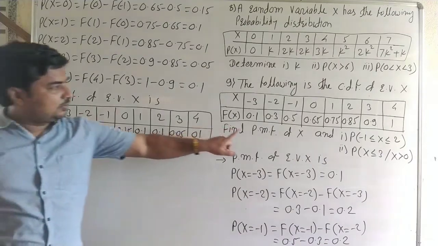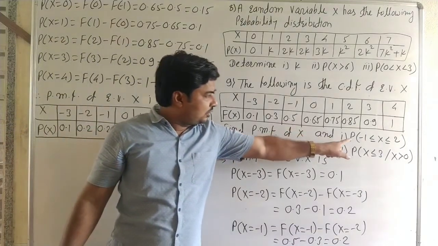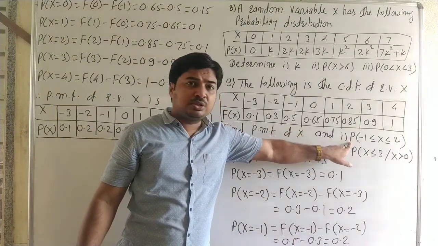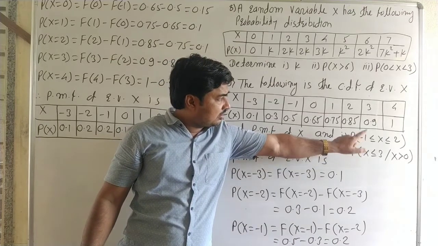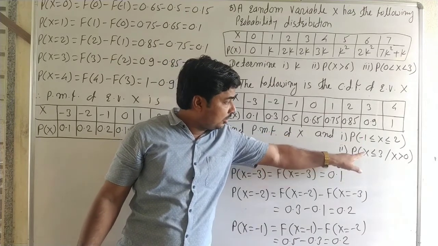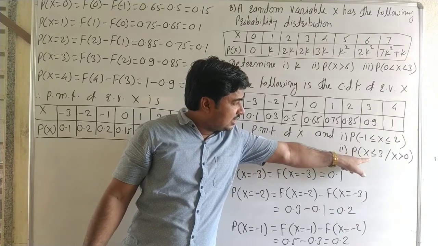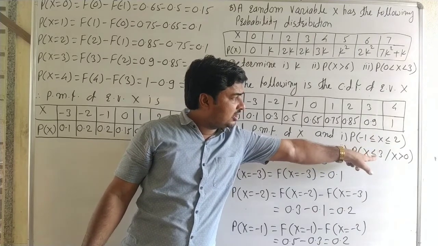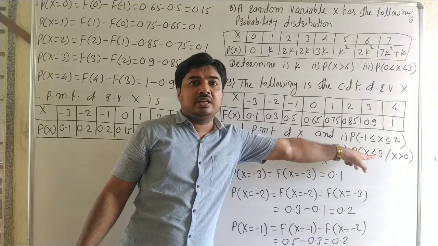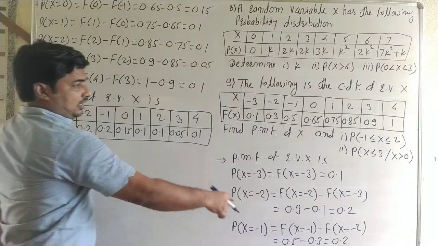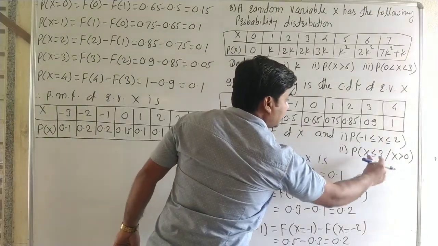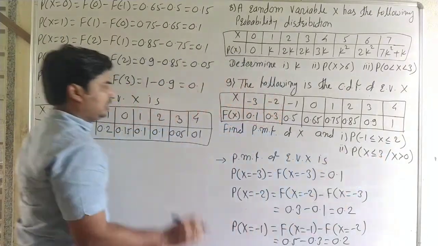Okay, here it is the first question. Now again two questions are asked. Find the probability of -1 less than x less than 2, and the probability of x less than or equal to 3 divided by x greater than 0. Here it is divided by, that means it is a conditional probability. Here we discuss this.